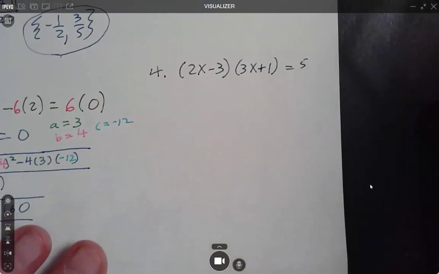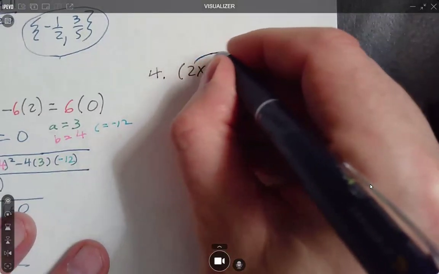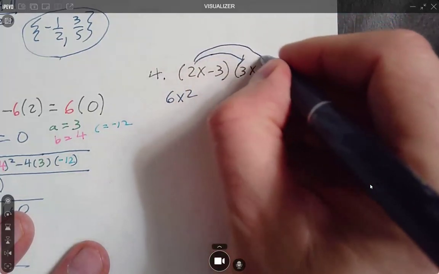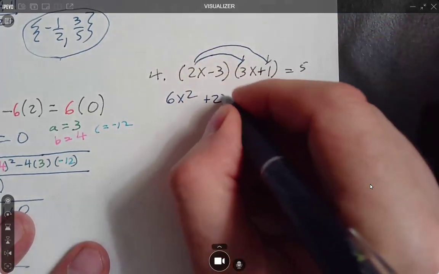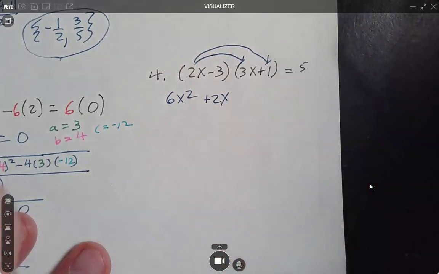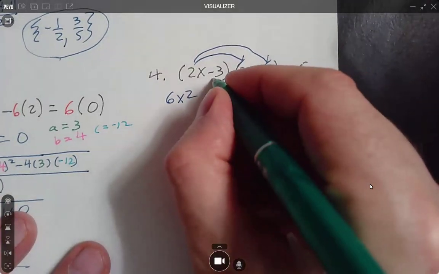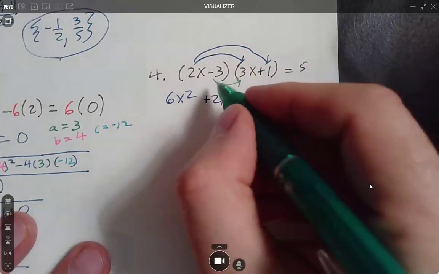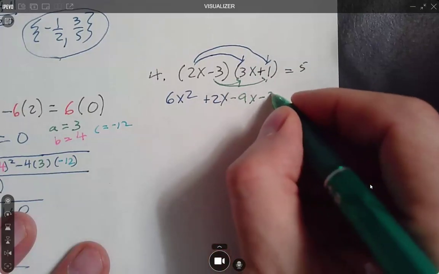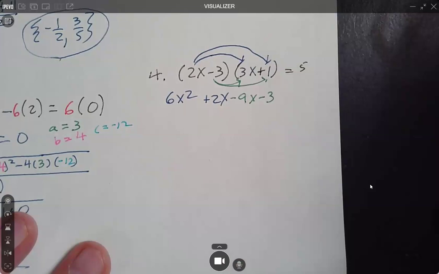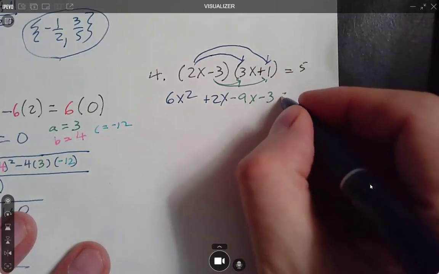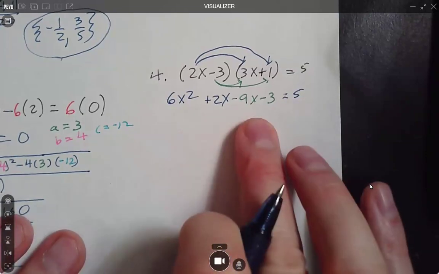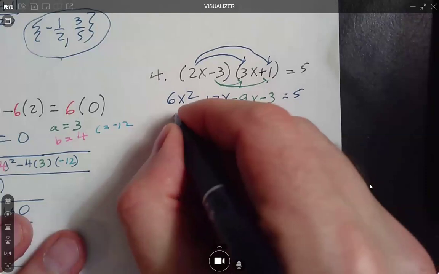So the first thing I want to do is go and FOIL. Product of the firsts, 6x squared. Product of the outers, it's 2x. We go and do the inners. Negative 3 times 3x is negative 9x. And negative 3 times 1 is negative 3. And that's equal to 5. Combining like terms, 2x minus 9x is a negative 7x.